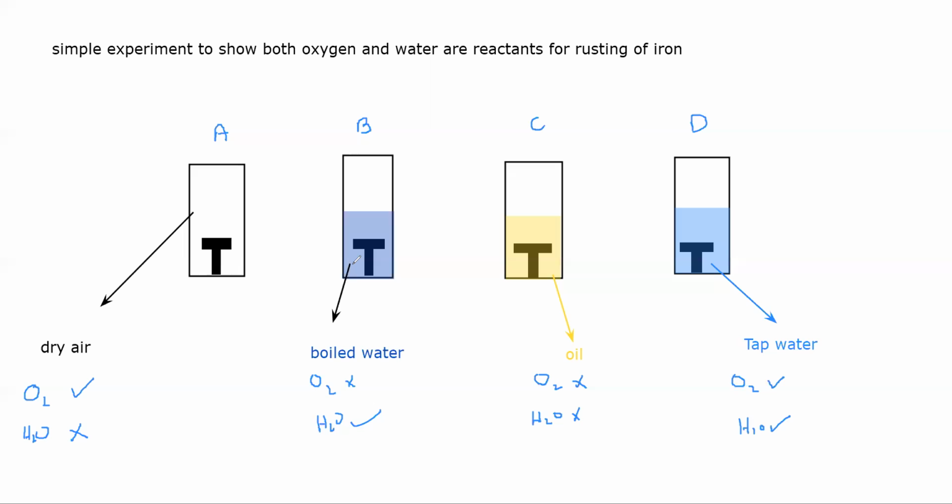Rusting is a slow process. So if we leave them, for example, a week or 2 weeks, we will observe the formation of a red brown layer on the iron nail in D. This is a simple experiment. It proves that for rusting to occur, both oxygen and water are the reactants. It means rusting cannot occur if you have an environment with only oxygen. Rusting cannot occur if you have an environment with only water. You should have both oxygen and water for rusting to occur.